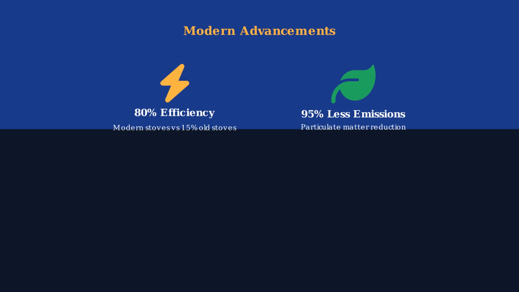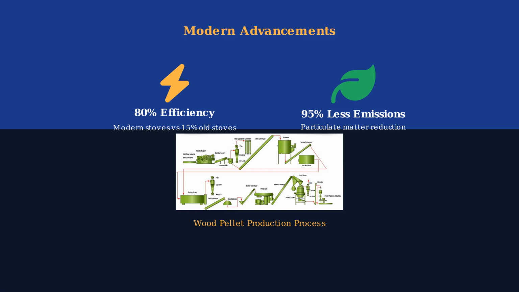Modern wood-burning technology has revolutionized efficiency and environmental impact through innovative engineering solutions. Modern wood stoves achieve 80% efficiency compared to just 15% for older models, while reducing harmful particulate emissions by up to 95%. Advanced pelletization processes convert wood waste into high-energy density fuel pellets through sophisticated manufacturing systems.